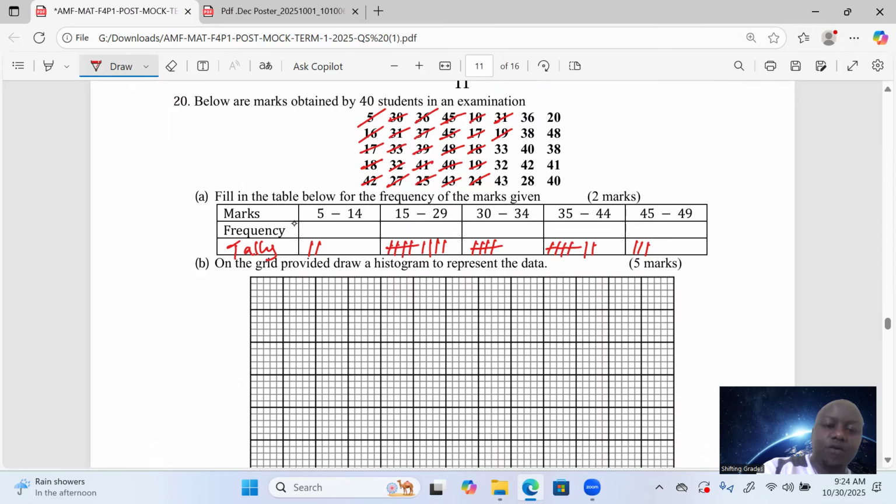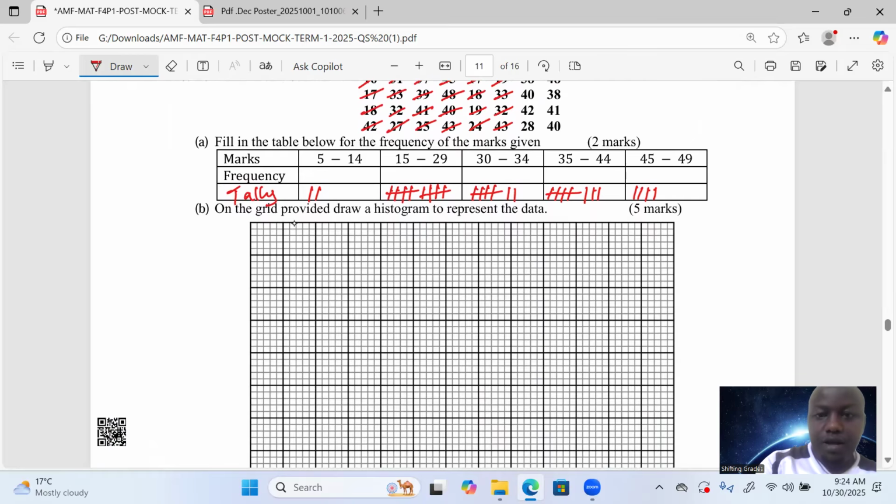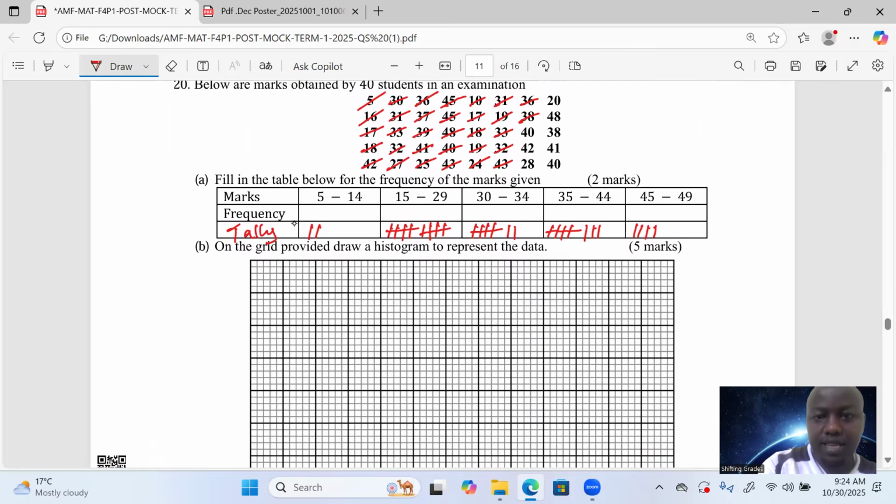19, we wrap these ones. 33 here. 32, same class. 43, the last class there. We proceed to 36, right? Here, we continue tallying. 38 lies here. 40, where does 40 lie? We wrap these ones. 42, same class. 28 here. 20 exactly here.